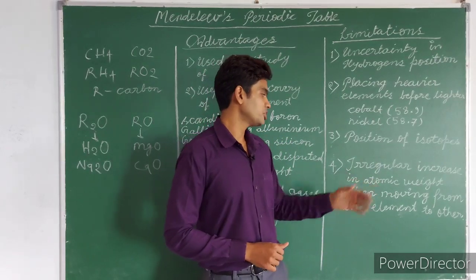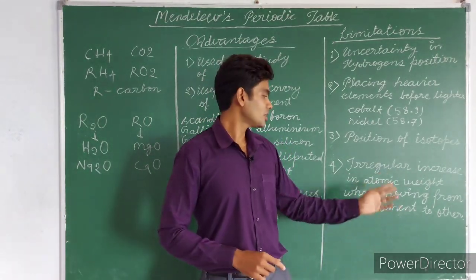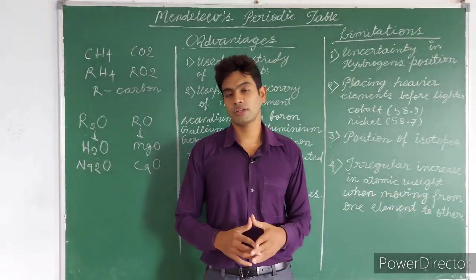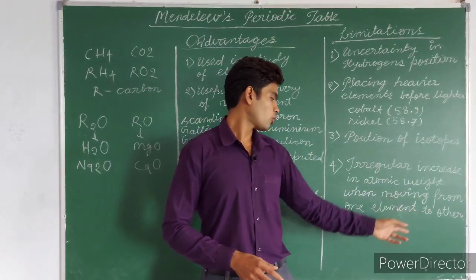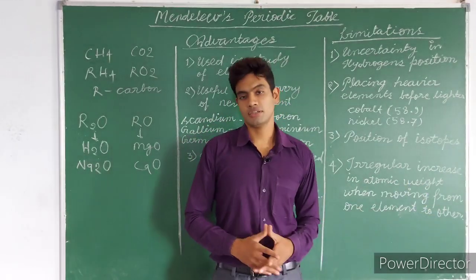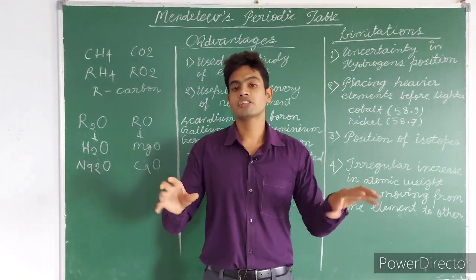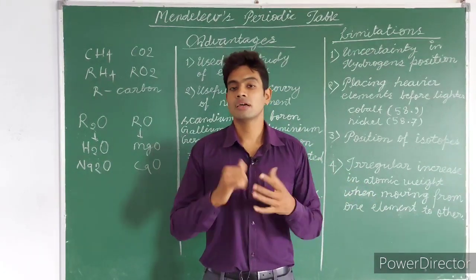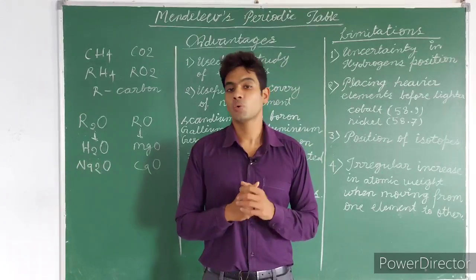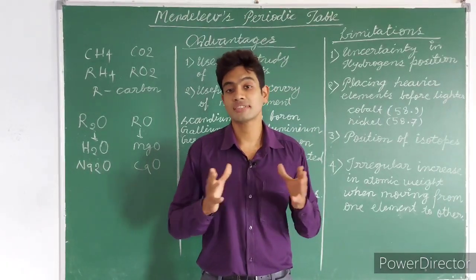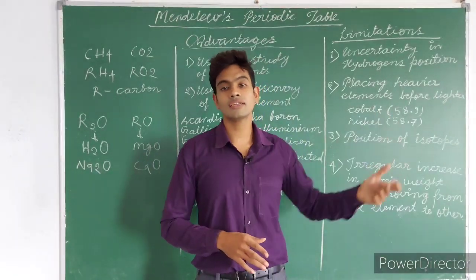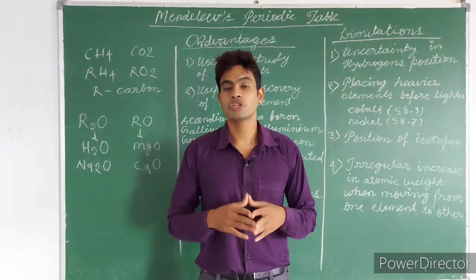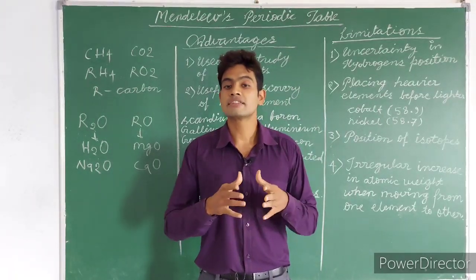Now the fourth limitation was that there was irregular increase in atomic weight when moving from one element to the other. That means when elements were arranged in Mendeleev's periodic table, the increase in their atomic weight was not fixed, it was not certain. So all these were the limitations with which Mendeleev's periodic table suffered.